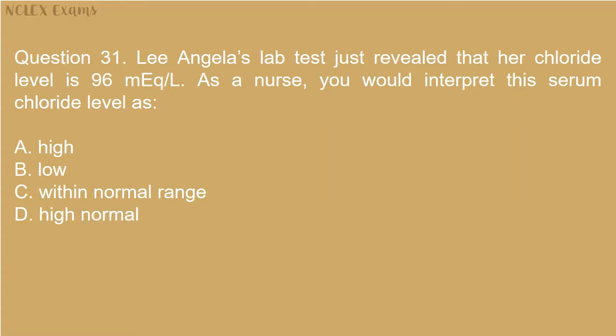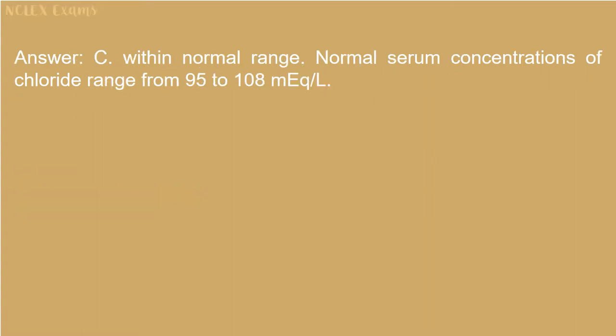Question 31. Leangela's lab test just revealed that her chloride level is 96 mEq/L. As a nurse, you would interpret this serum chloride level as A. High. B. Low. C. Within normal range. D. High normal. Answer C. Within normal range. Normal serum concentrations of chloride range from 95 to 108 mEq/L.